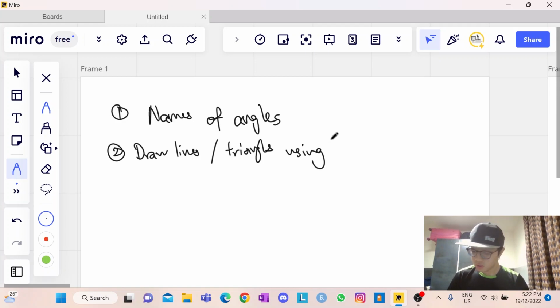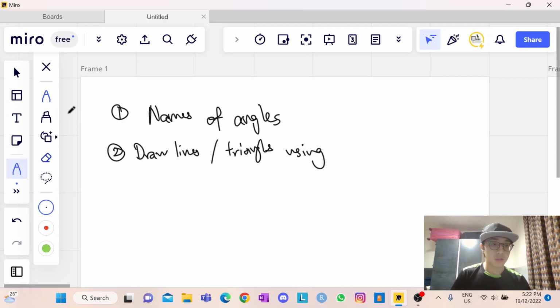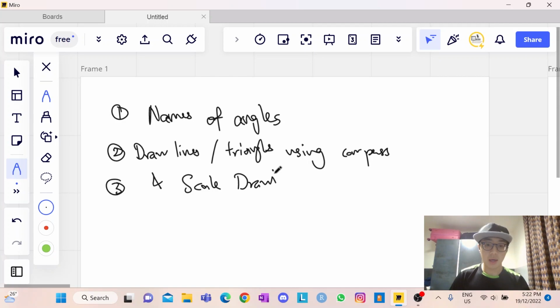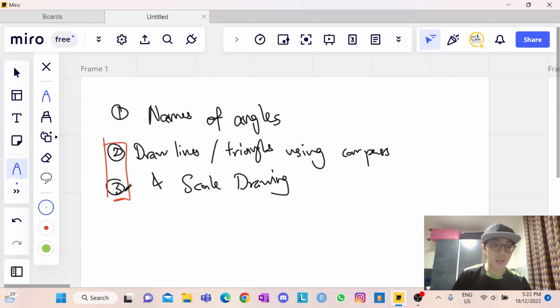using the compass. And number three is scale drawing. And I have to mention that I am not covering these two. I am not covering them here because it's hard to show on PC.